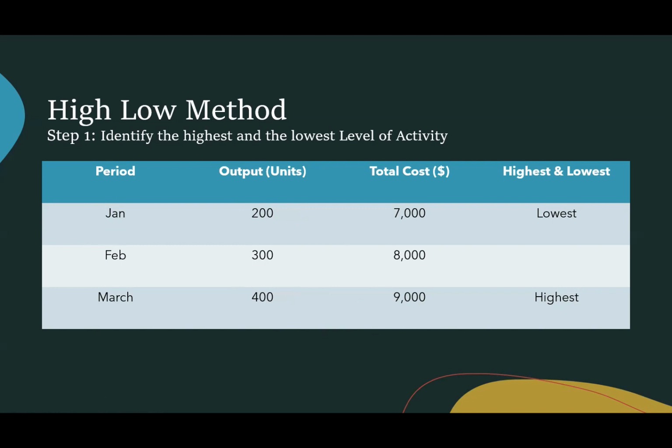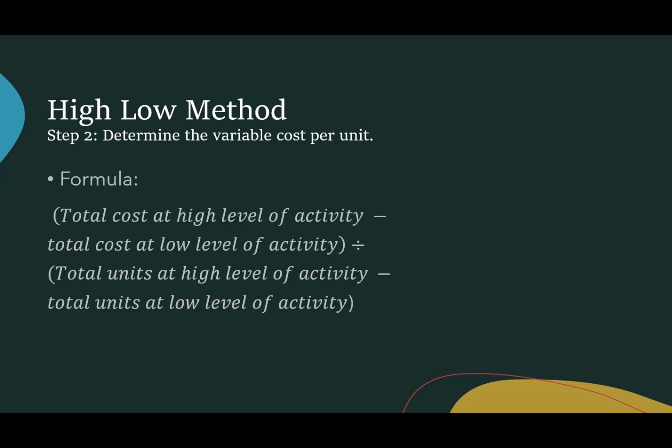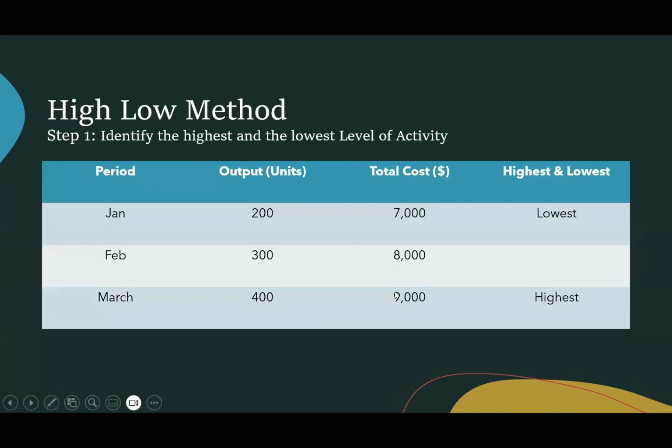So step one, when you're facing a high-low method problem, is to identify the highest and the lowest level of activity. Once you have done that, you can determine the variable cost per unit using a formula. You take the difference between the cost at the highest and the lowest level of activity. So total cost at high activity level minus total cost at low activity level. The total cost at high activity level is 9,000 and at the lowest level of activity is 7,000. So the difference between them is 2,000.